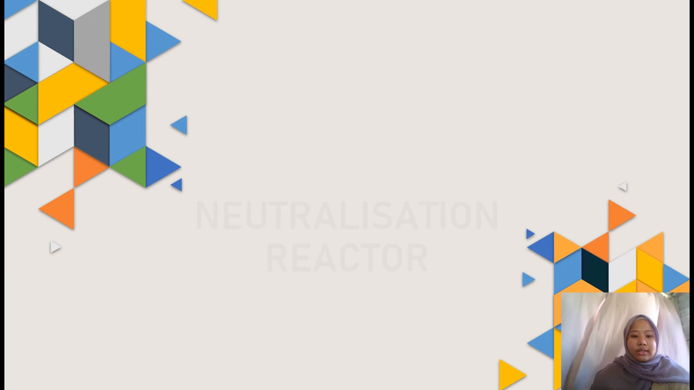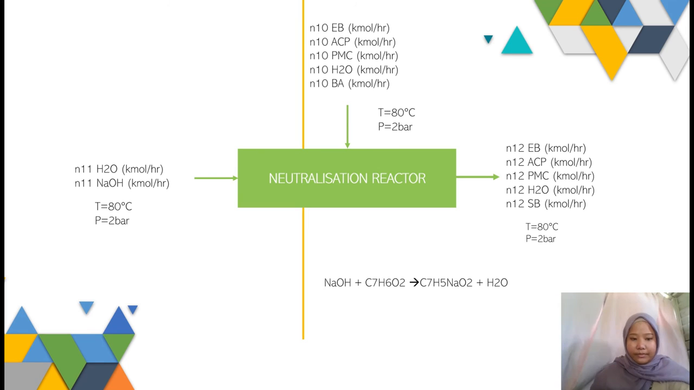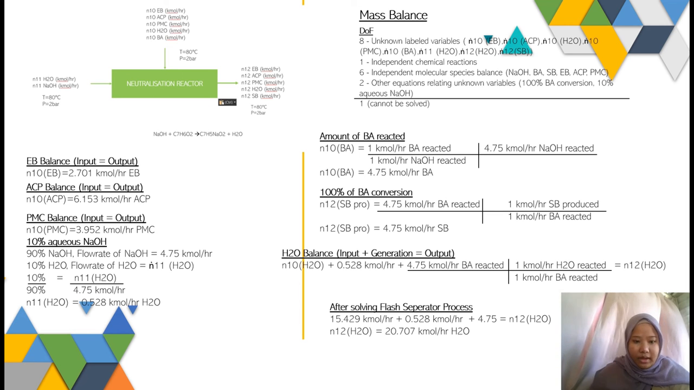For the neutralization reactor, this is the PFD. And notice that there is one reaction that takes place in this process unit, which is 1 kmol of NaOH reacting with 1 kmol of BA, producing 1 kmol of SB and 1 kmol of water. This is how we solve for the mass balance. Same as extraction column 1, there are some unknowns that cannot be solved, so we solve other unit processes first and then solve for the unknowns.